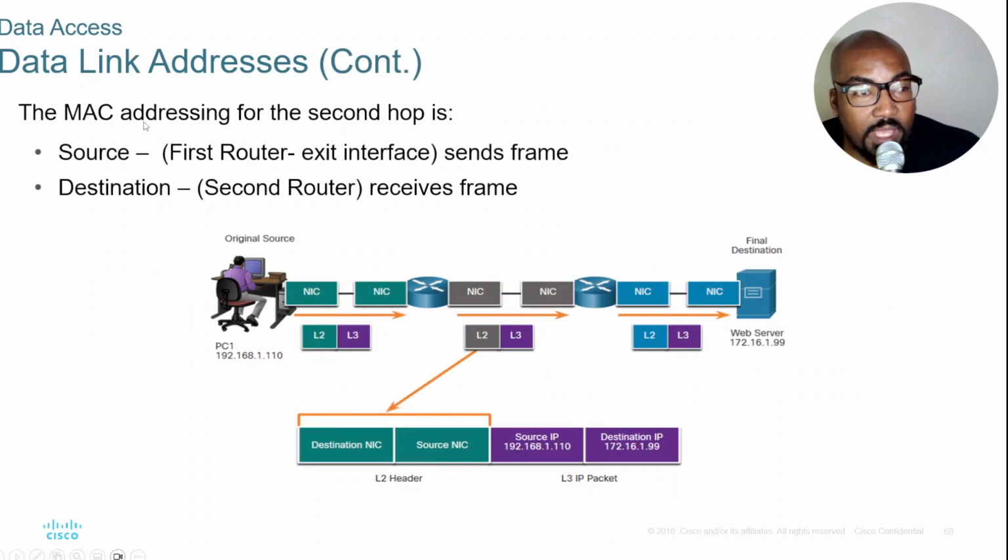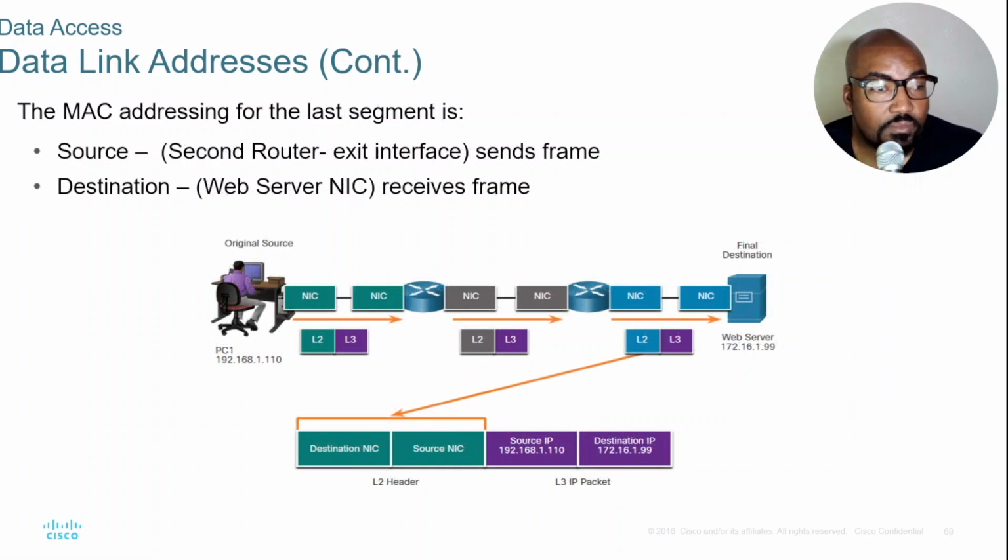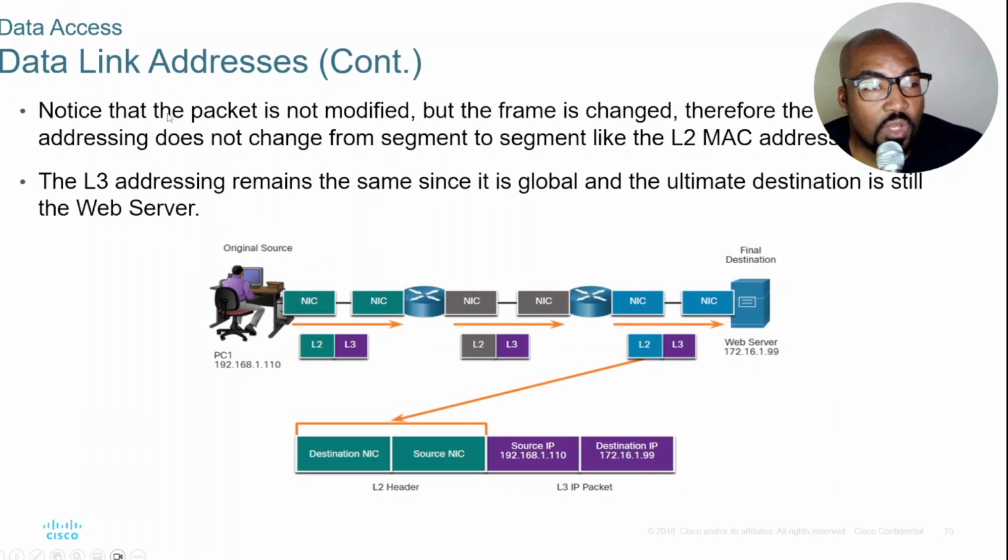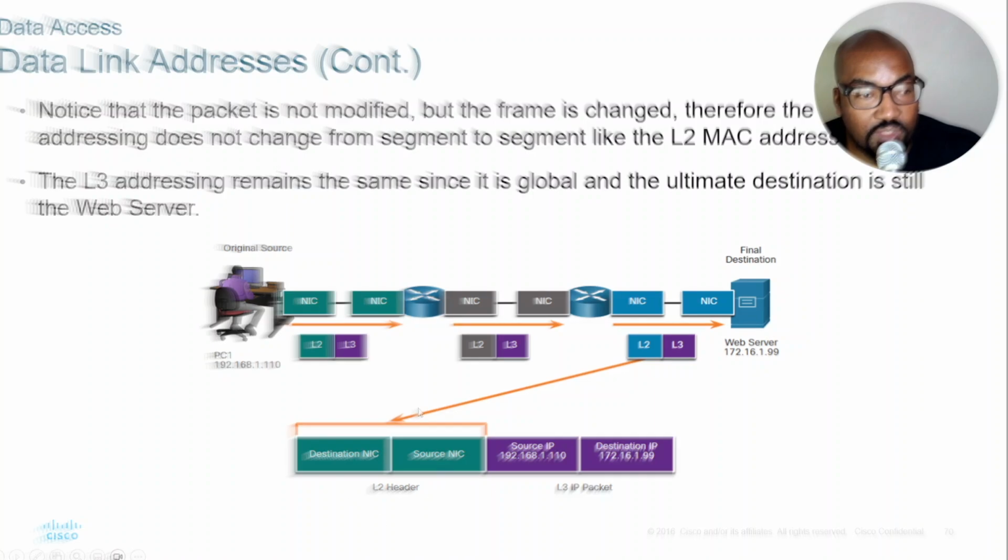So the MAC addressing for the second hop is the source. Once again, it's locating the MAC addresses and associating them with the IP addresses. Notice that the packet is not modified, but the frame is changed. Therefore, the L3, which is layer 3, IP addressing does not change from segment to segment like layer 2. Here's the original source. This is a person asking for that information as it's going out. The destination and the source NIC, they all stay the same there.